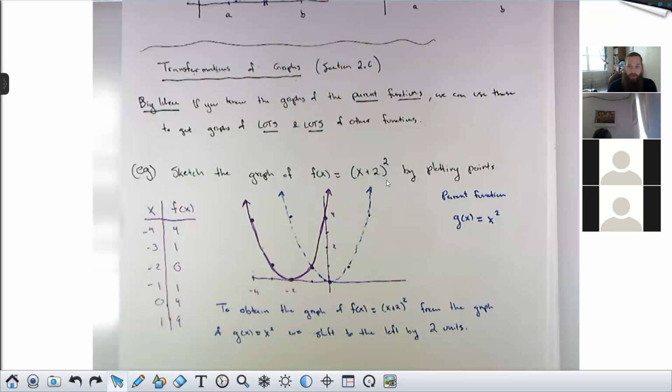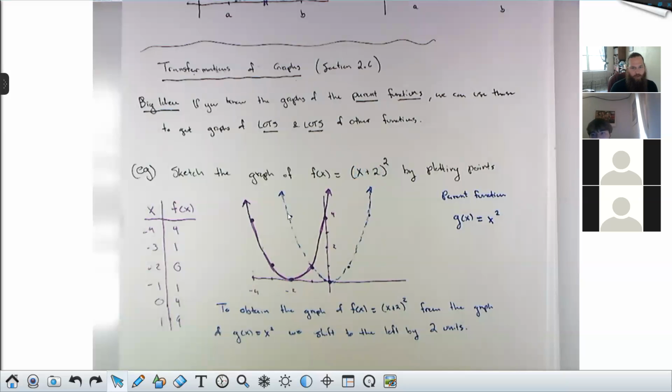If you're having trouble with the left or right thing, ask yourself, what x value do I need to plug into this to get 0 out? Well, to get 0 out of this, I need the inside to be 0. How do you get the inside to be 0? You make x negative 2. Negative 2 plus 2 is 0. So the point whose y value is 0 should have x coordinate negative 2. And that's how we know, oh, going to the left.